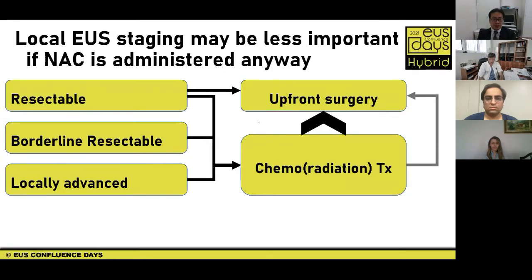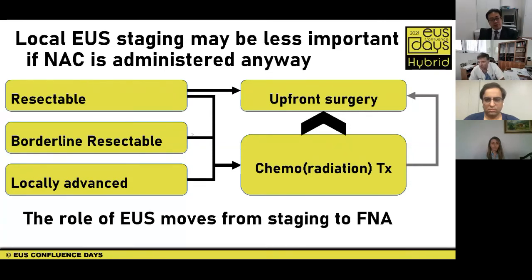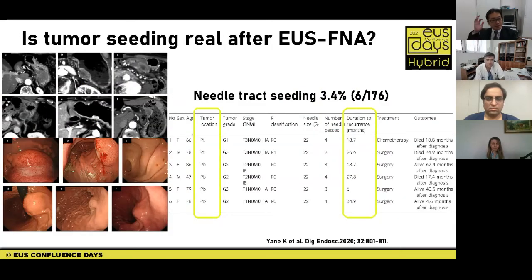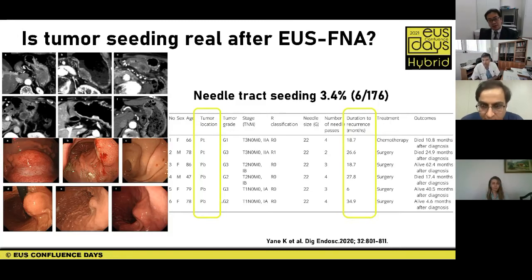So now it's not a big issue to evaluate the local staging by EUS. So we have to focus on the distant region like liver mets or carcinomatosis. So the role of EUS is changing from staging to FNA. But we have to be very careful because there's a report of tumor seeding after EUS-FNA, like in the body and tail lesions. This is a Japanese multi-center study. They reported needle tract seeding by preoperative EUS-FNA in 3.4%. So we have to be very careful to check the CT scan after resection of the gastric wall. When there are suspicious lesions, we have to check on endoscopy and resect these tumor seedings.